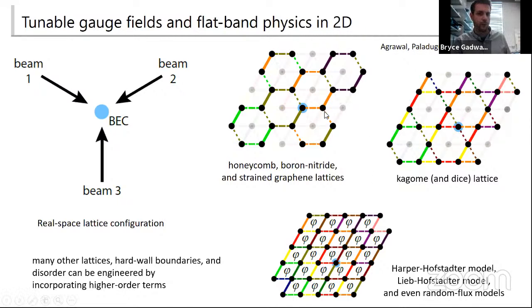All of this is sort of through first order Bragg, and then if you add some higher order terms, you can maybe get things like disorder, which is otherwise hard to get here. And you can get back open boundary conditions, which is actually sort of lost here, but you can get them back through second order processes.